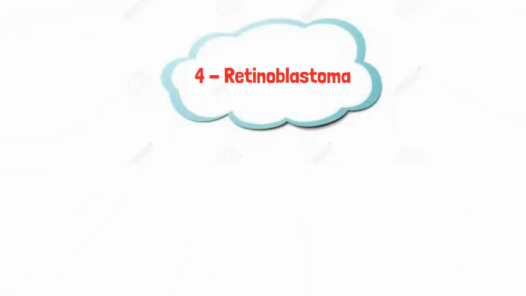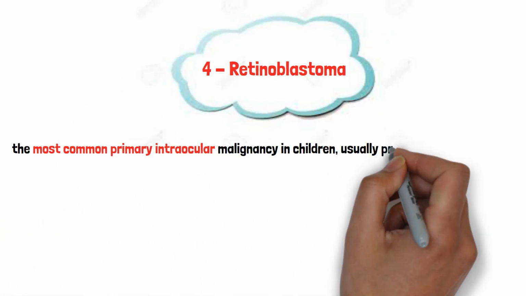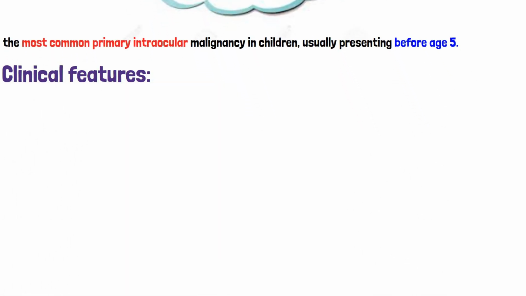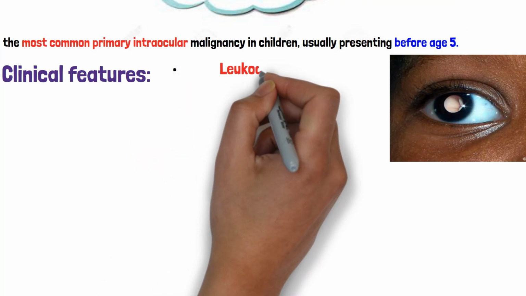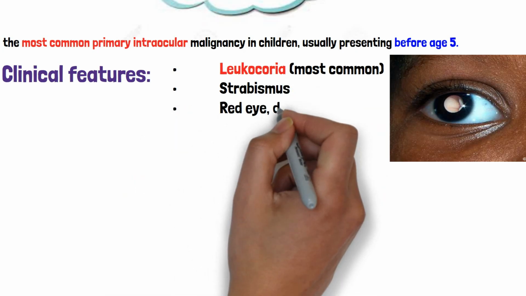Retinoblastoma is the most common primary intraocular cancer in children, usually diagnosed before the age of 5. Clinically, it often presents with leukocoria, the white pupillary reflex. Other common features include strabismus, a red painful eye, or decreased vision.